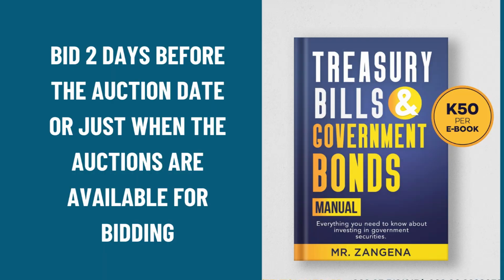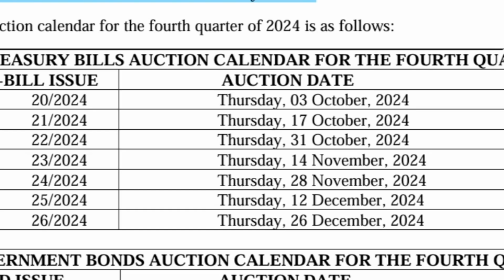Here are the dates. If you want to buy treasury bills in the fourth quarter, you have to do it before the auction date. Here is the rule: you have to bid 2 days before the auction date. If the auction will happen on the 3rd, you want to bid by the 1st. If the auction is going to take place on the 17th, you want to bid by the 15th. So that's the rule. You look at this part if you are interested in treasury bills.